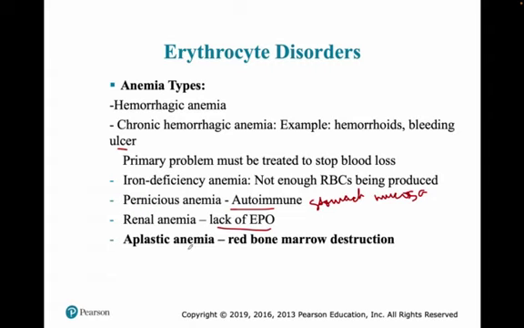And then finally, aplastic anemia means the red marrow itself, where erythropoiesis happens, is being destroyed. Now, this can happen due to drugs, chemicals, or radiation. Sometimes cancer patients can suffer from this because they have to go through radiation, or maybe some virus can also cause this kind of thing. So it's called aplastic anemia.